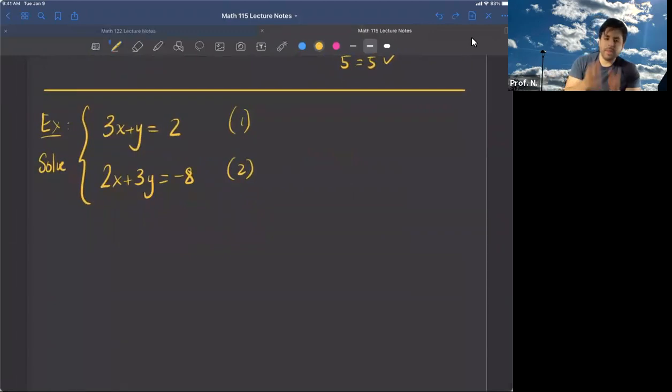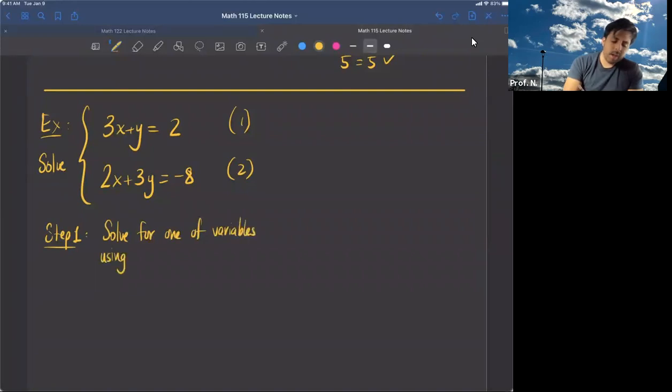The previous example, one of the variables, which was y, was already in terms of x, meaning that y equaled some expression with x. The problem here is that I have the x and the y's on the same side of the equation, and they're both in standard form. So it's not clear as to what one variable is in terms of the other. So that's what we have to do. So step one here, in this case, I have to solve for one of the variables using either equation.